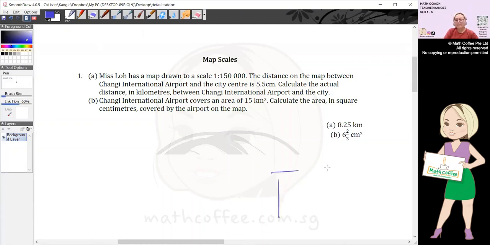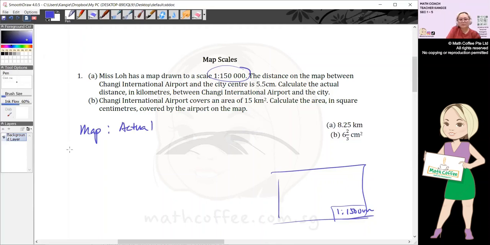Okay, so usually on the map, usually at the corner, they will have this thing called the map scale. And they will not give 1 cm is to something. They will put something like that. On the bottom right, usually you will see 1 is to 150,000. So they are trying to tell you, on this map that you see, 1 cm will represent how many cm? By default, this is the map, this is the actual. It's always map is to actual, and it's always 1 cm represents 150,000 cm.